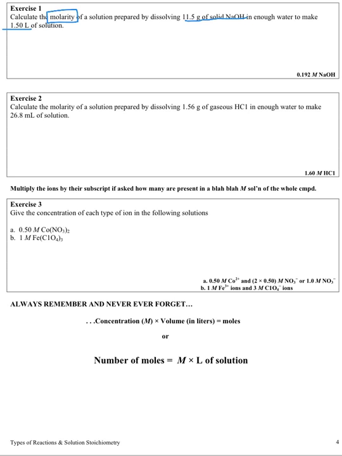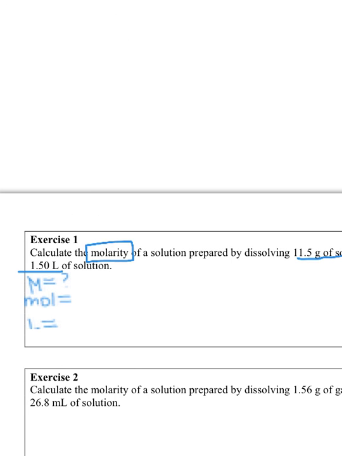Since we've identified that we're solving for molarity, we're going to use the molarity formula. Molarity is equal to moles divided by liters. So step number 2, because we've identified our knowns and unknowns, that's step 1. Step number 2, we're going to list our variables and fill in what we know. Well, we weren't given number of moles of sodium hydroxide, but we were given 11.5 grams of sodium hydroxide. So we can use that to solve for number of moles.